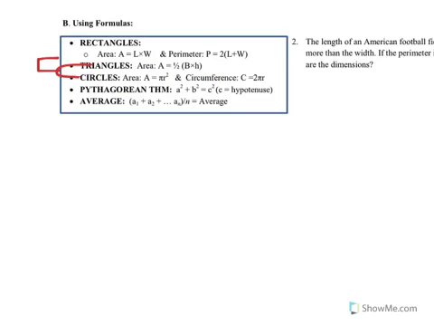Okay, so some things that we might need to know are the area and perimeter of a rectangle, area for a triangle, area and perimeter for circles. Remember that circumference is another way of saying the perimeter, the distance all the way around a circle. The Pythagorean theorem, which is a formula which we use for right triangles. And then an average formula.